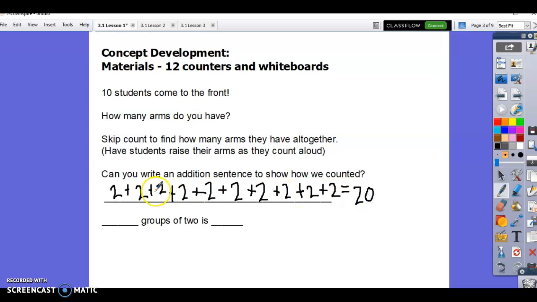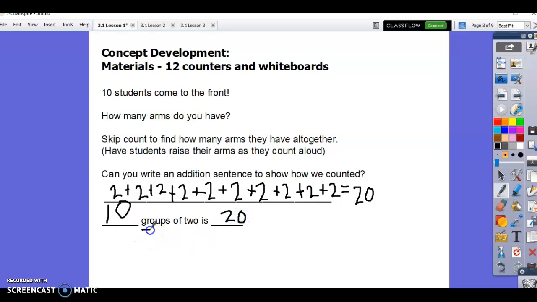We call this a repeated addition sentence. Say that again, repeated addition. It's repeated because what number is repeated? 2, good. So how many 2's do you think are in this addition sentence? Good, there are 10. So 10 groups of 2 is 20.